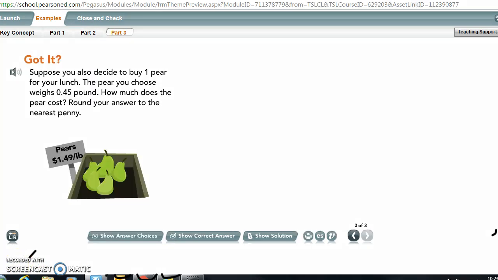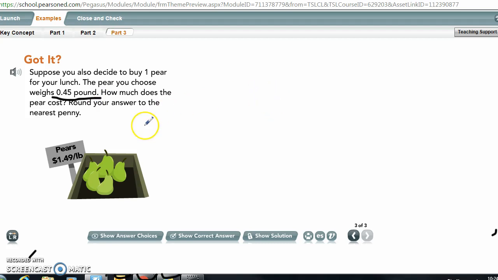So this is the last problem I want you to do today. Okay, it needs to be in your notes. Show all of your work. They want to know, suppose you also decide to buy 1 pear for your lunch. The pear you choose weighs 0.45 pounds. How much does the pear cost? Round your answer to the nearest penny.